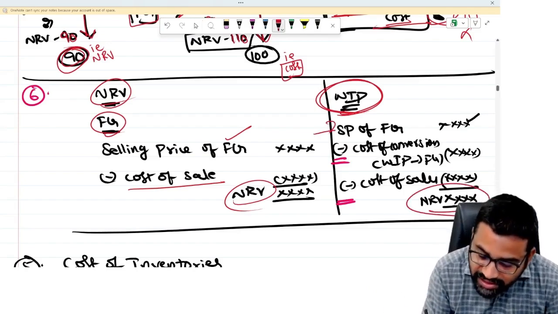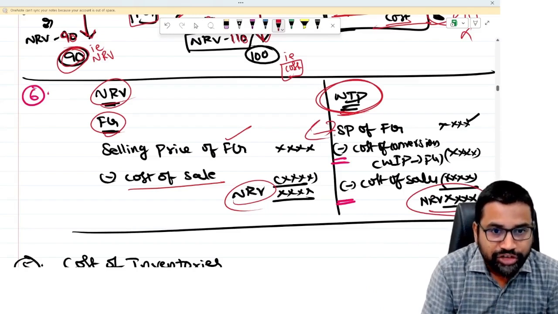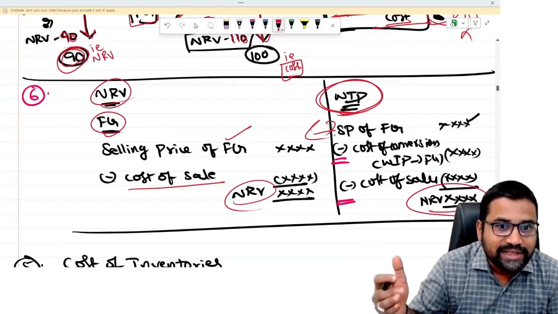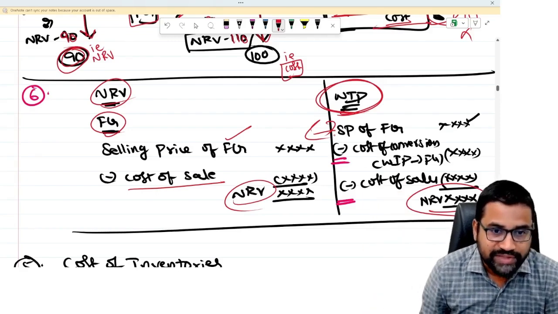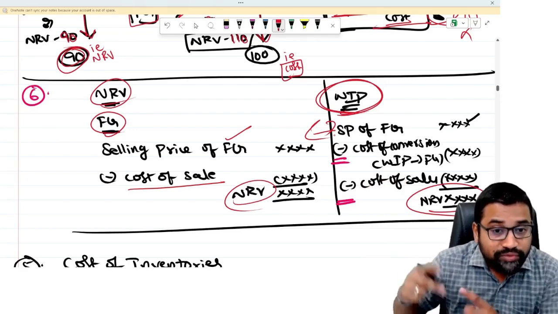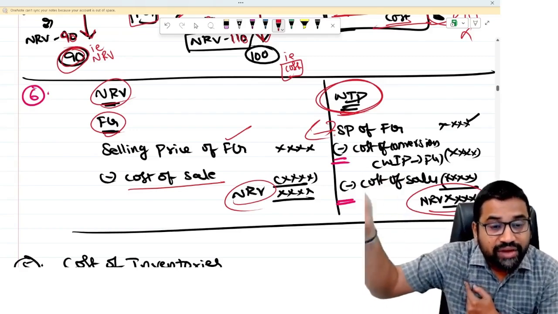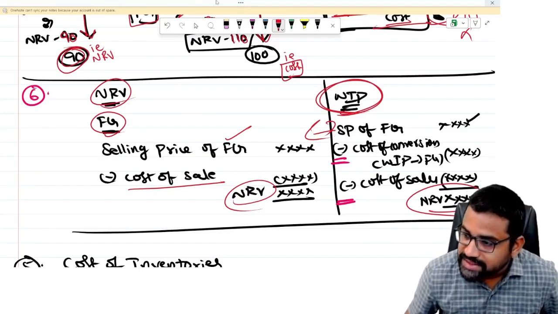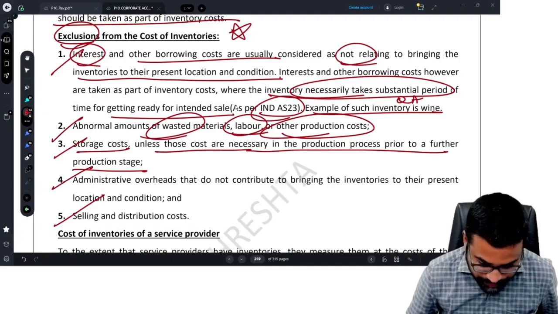So what is the difference between the NRV of a finished good and the NRV of work in progress? For a finished good, the selling price is directly available, so sale price minus cost of sale. But for work in progress, the direct sale price is not available. Therefore, take the sale price of the finished good and reduce two things from it: one is the cost of conversion and the other is the cost of sales. I think you understood this.